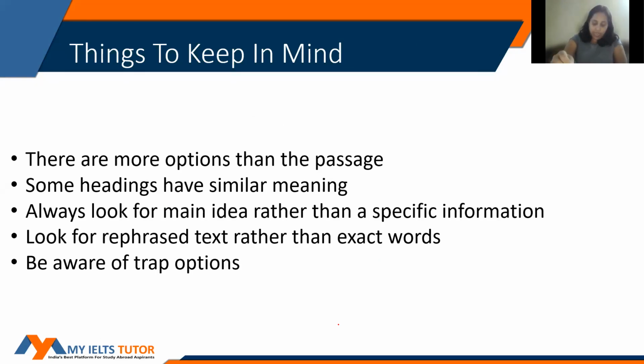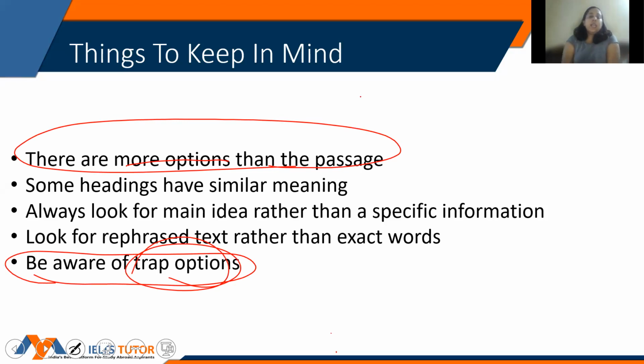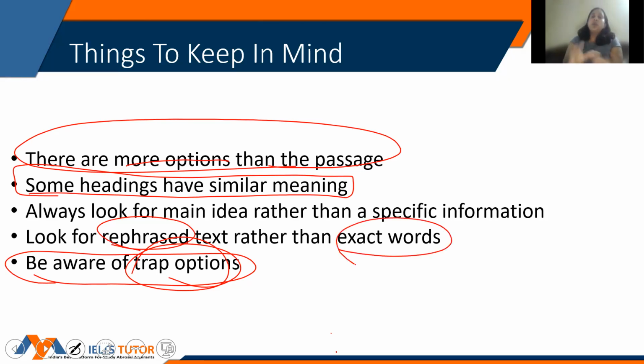The first challenge is that there are more options than the passages. It means we have some trap options. Some options will be there to trap us. Then there are some headings which have similar meanings. We have to identify which heading to choose out of those headings. Then we have to look for rephrasing, rather than exact words, while solving these kinds of questions.